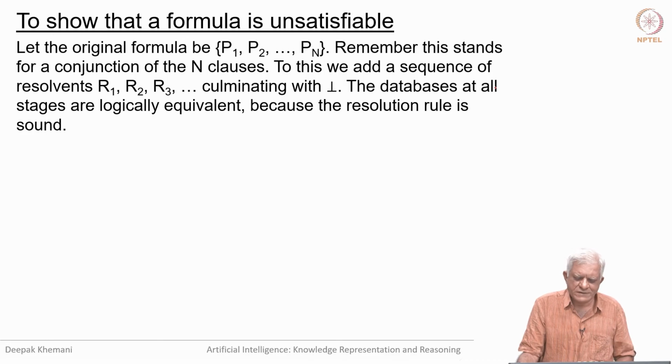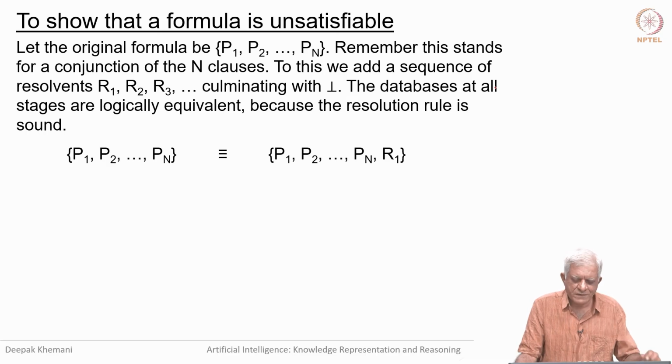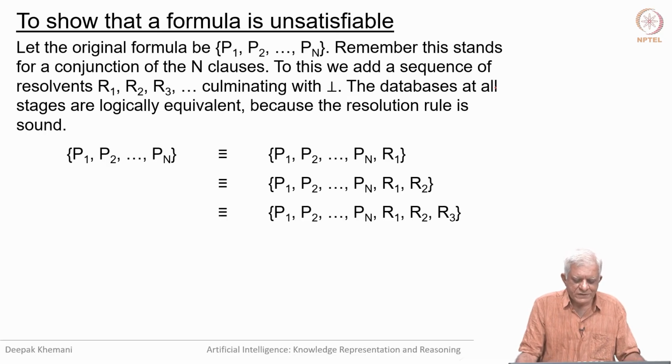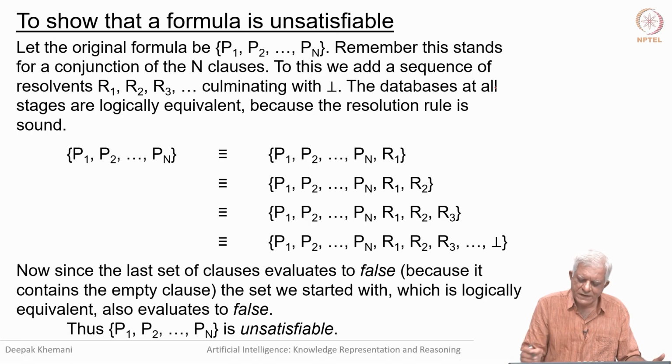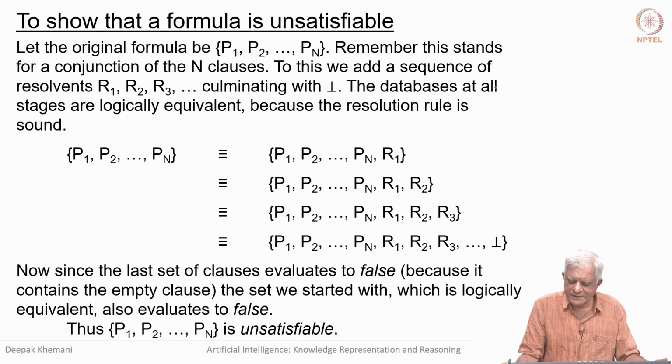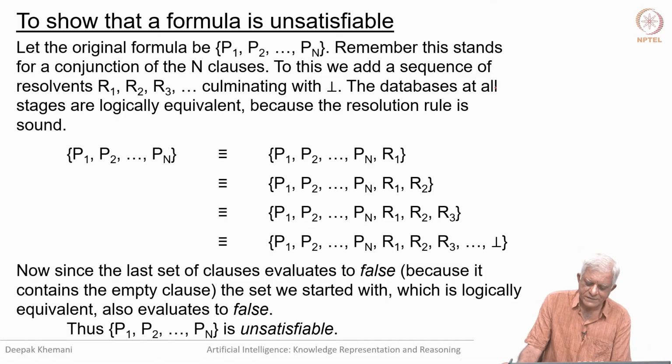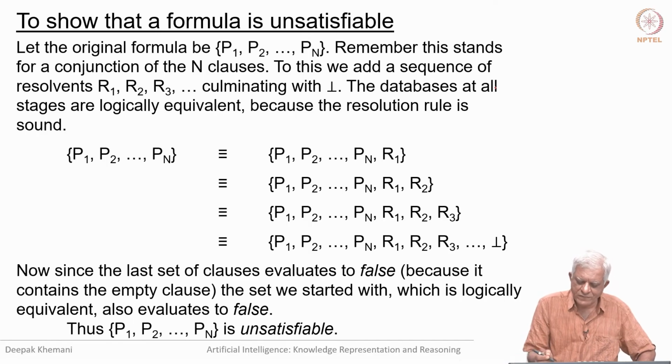The database at all stages will be logically equivalent, because the resolution rule is sound, and I hope that you would have shown that the formula that we had was a tautology. So, this is what is happening. You start with P 1, P 2 up to P n, then you add R 1, then you add R 2, then you add R 3, and you keep doing that till you add the null clause to the formula essentially. Now, since the last set of clauses evaluates to false, why does it evaluate to false?